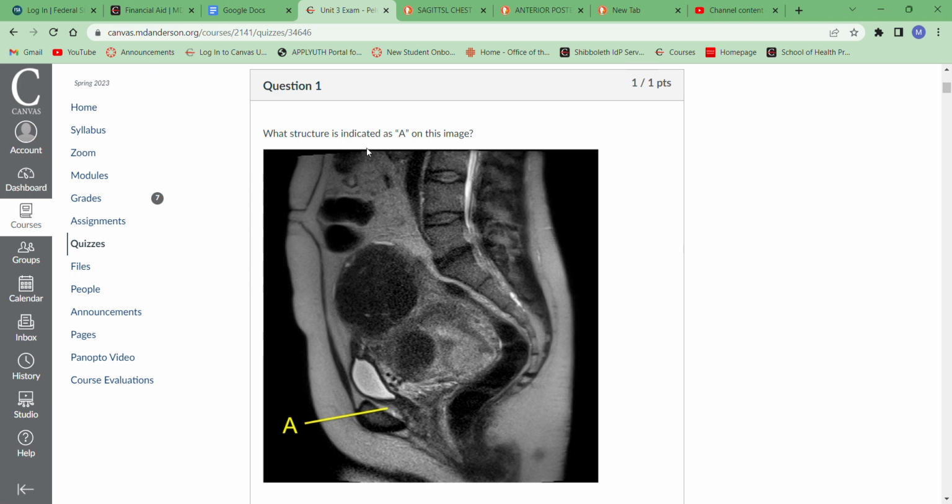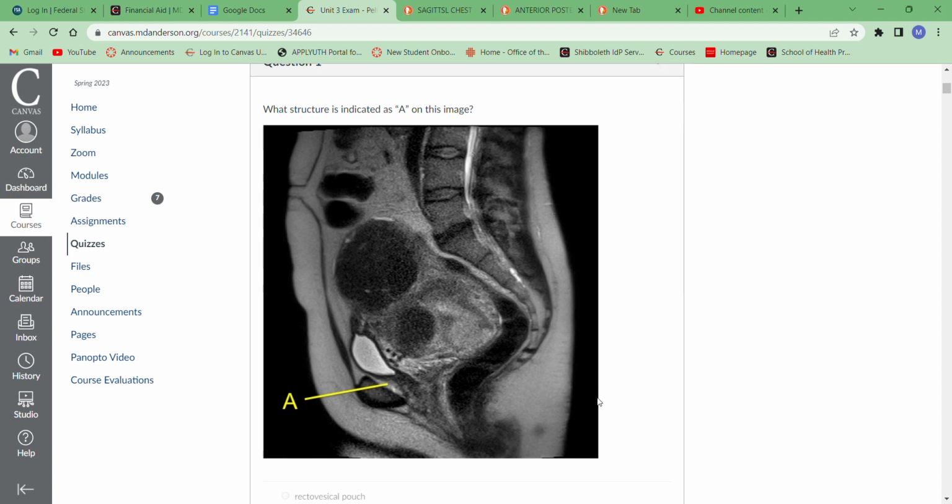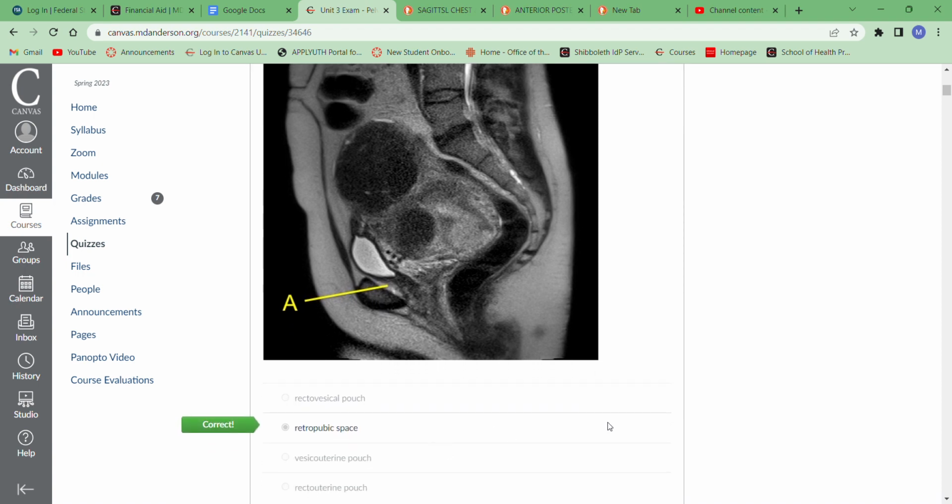What structure is indicated as A on this image? So this is the pubic symphysis and this is the bladder. So I think it's the retropubic space. Yes. Retro means behind and pubic refers to the pubic bone, and you know that this is the pubic symphysis here.